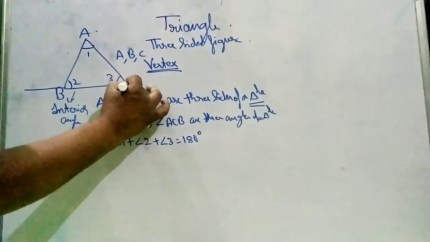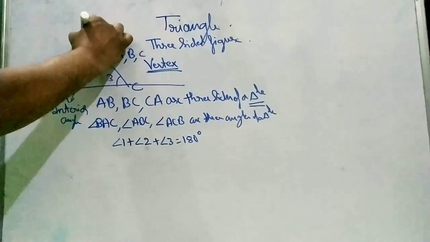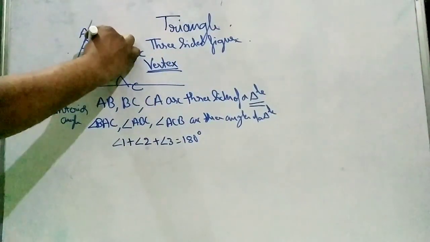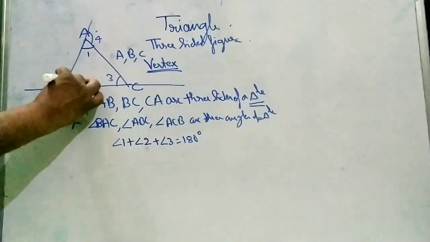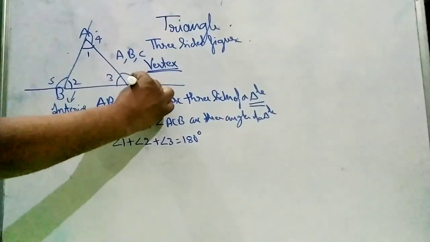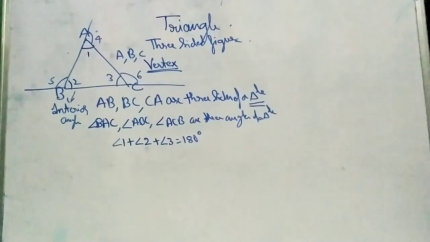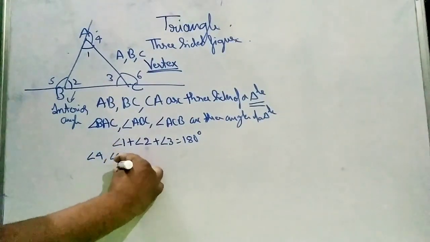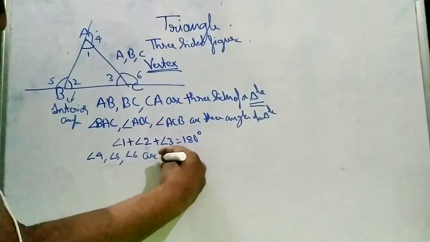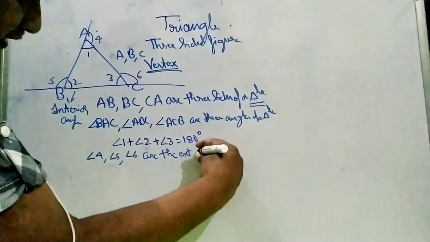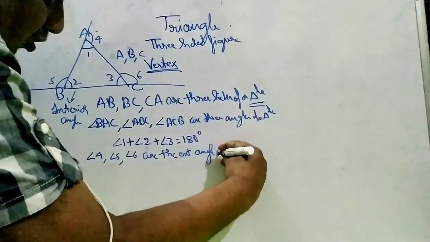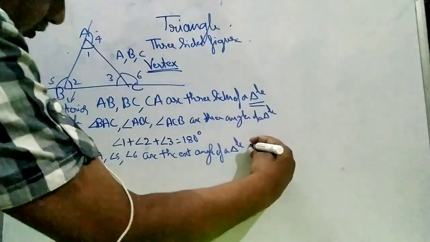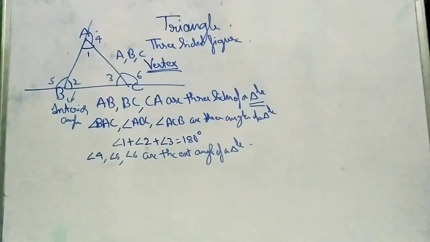So, if we draw these lines further, this will form angles. If this angle is considered as 4, this angle as 5, and this angle as 6, they are called the exterior angles of a triangle. Angle 4, angle 5 and angle 6 are the exterior angles of a triangle.